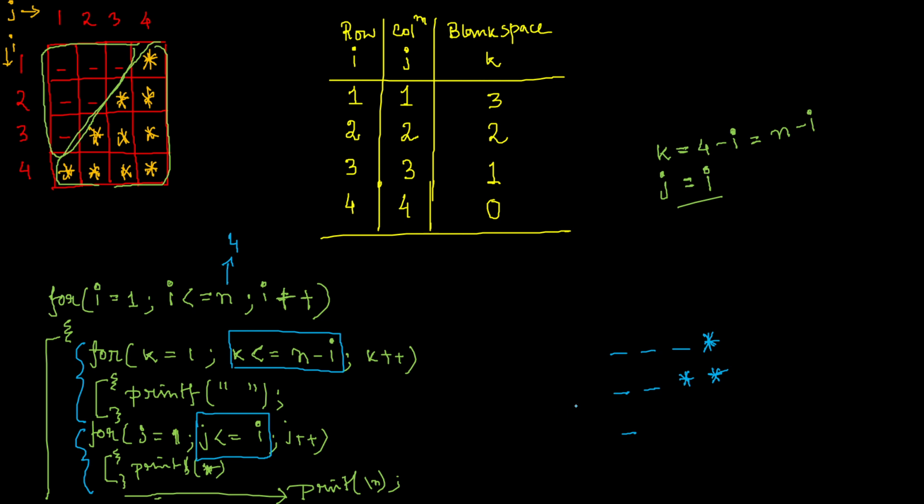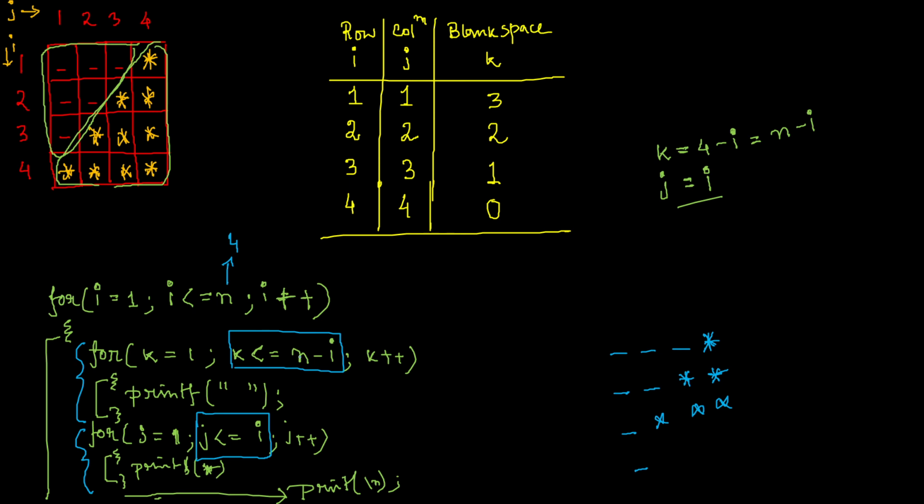Then the j loop will break and printf slash n, and the cursor is blinking here, and i becomes 3. Now n minus i, that is 4 minus 3, means 1, so k starts from 1, k less than equal to 1, which means the k loop will run only once, and only one blank space will be printed. Then the k loop will break and j will start, j equal to 1 to i, which is 3, so 3 stars will be printed, and then the j loop will break and printf slash n, so your cursor blinks over here.